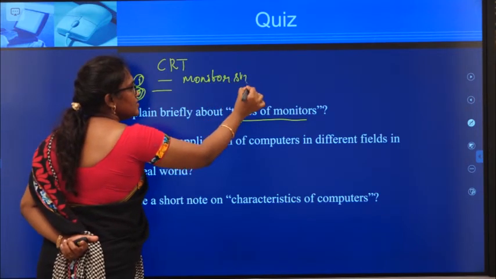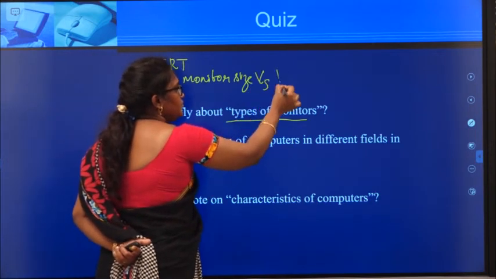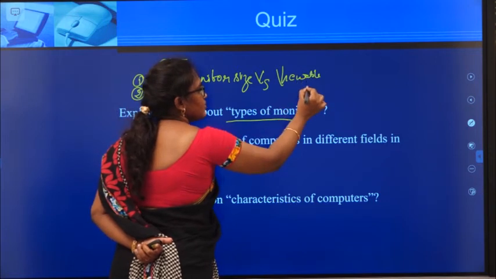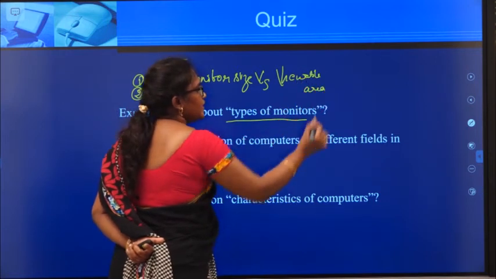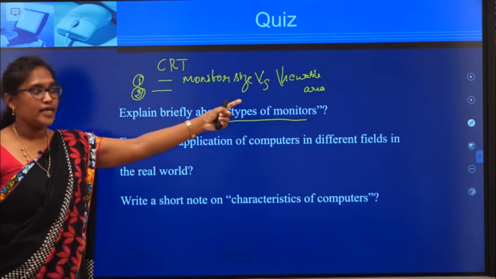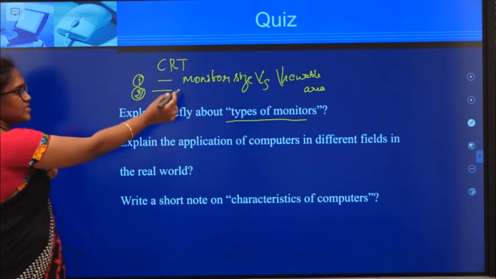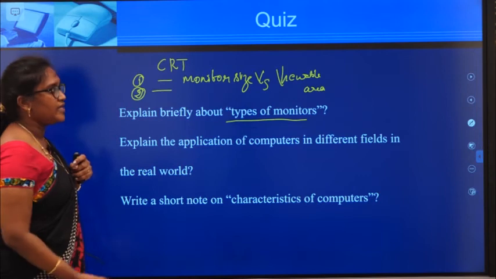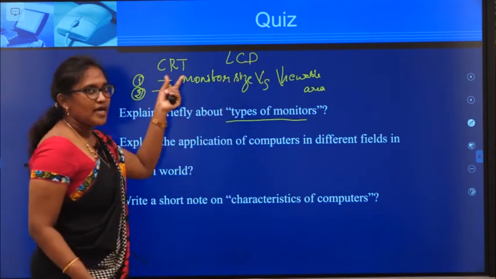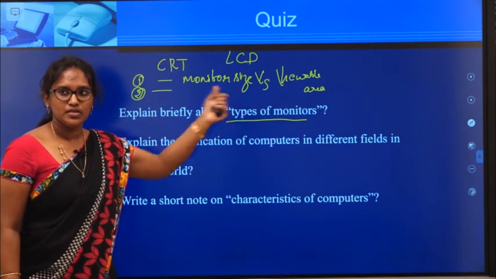monitor size versus viewable area. Monitor size versus viewable area for cathode ray tube as well. Similarly, the same monitor size versus viewable area for LCDs as well. For both CRT and LCD, write down what is monitor size and what is viewable area.